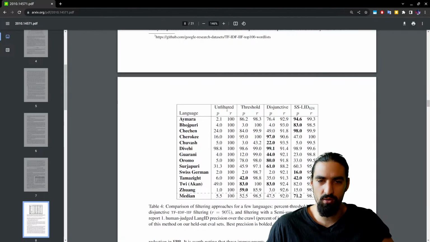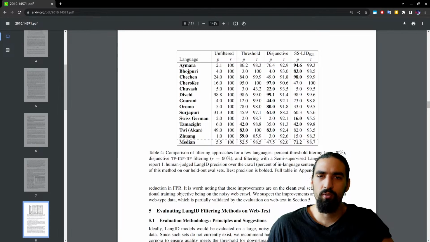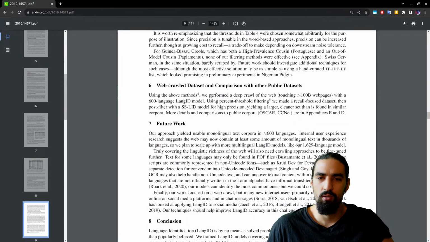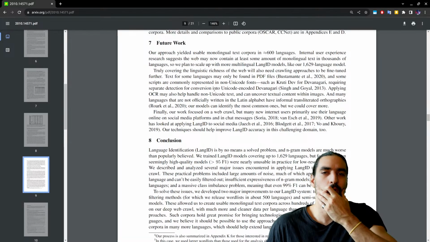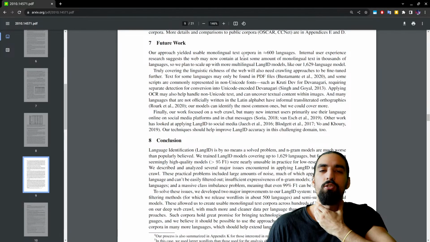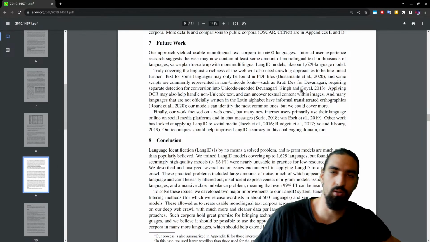We're going to see those later, some results on various languages. Future work and conclusion. Our approach yielded usable monolingual text corpora in around 600 languages.